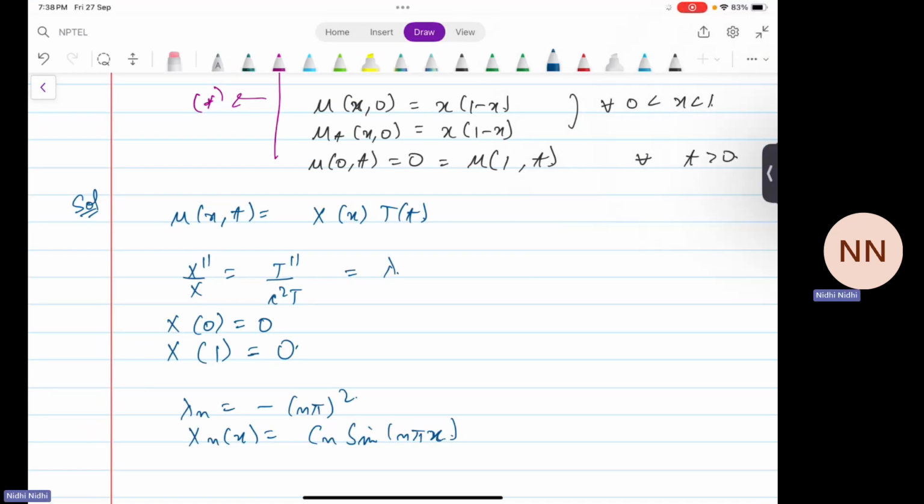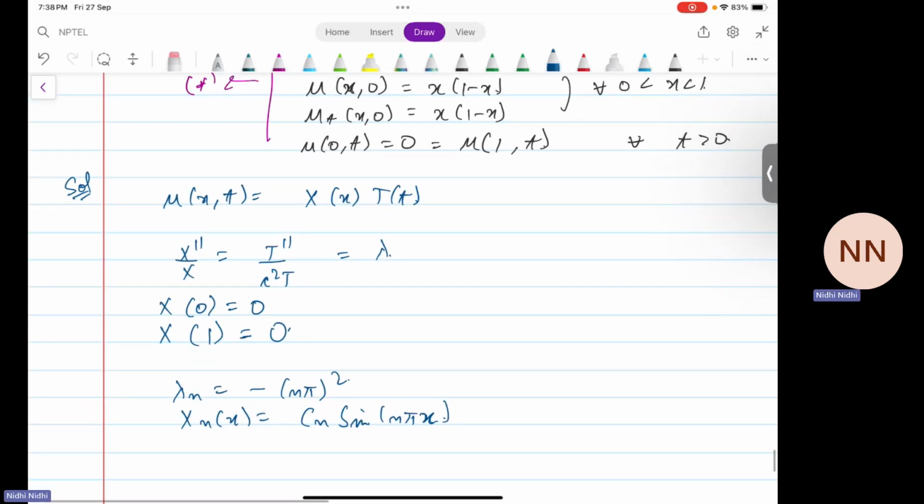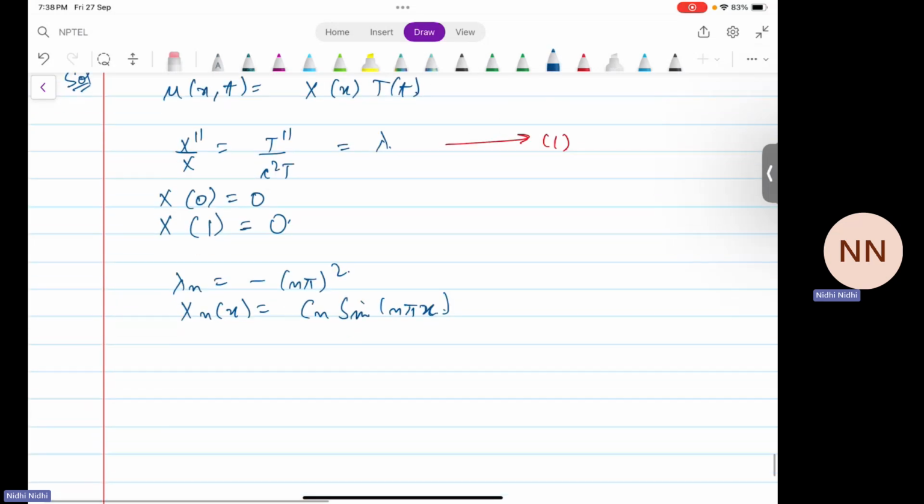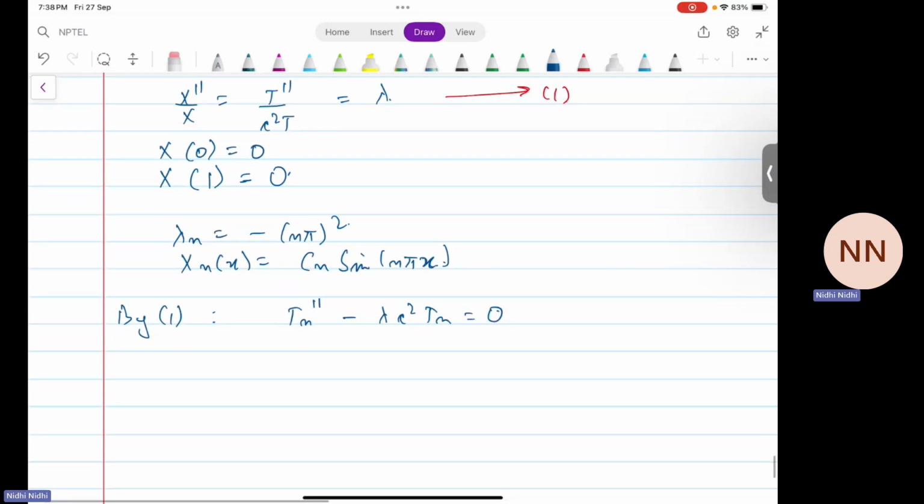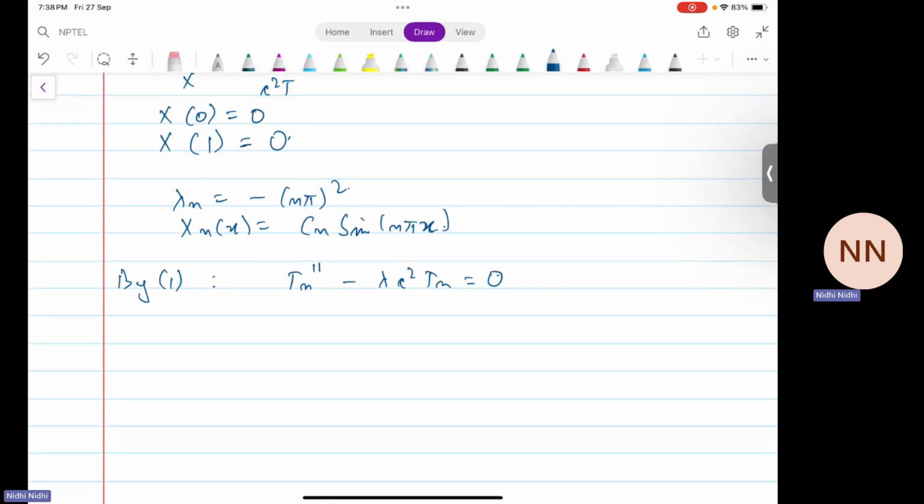So I hope you all can deduce that this X_n will be c_n sine n pi x and lambda n will be minus (n pi) square. So let's number this as 1. By first we have T_n double dash minus lambda c squared T_n equals to 0. This is again a second order homogeneous linear differential equation. Its solution we can find using the auxiliary equation. Its auxiliary equation is r square is equal to lambda c square.